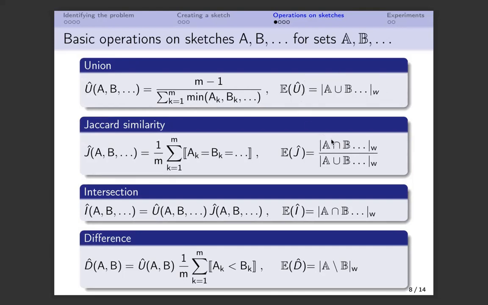To estimate the weighted Jaccard similarity, that is the ratio of the weighted cardinality of the intersection and the union of sets, we just compute the number of sketch positions that are equal for all the sketches. And we also get an unbiased estimator. To estimate the intersection of sets, we just take the product of the union estimator and the Jaccard similarity estimator, and we also obtain an unbiased estimator of the intersection. In a similar way, we can obtain an unbiased estimator for the difference of sets.